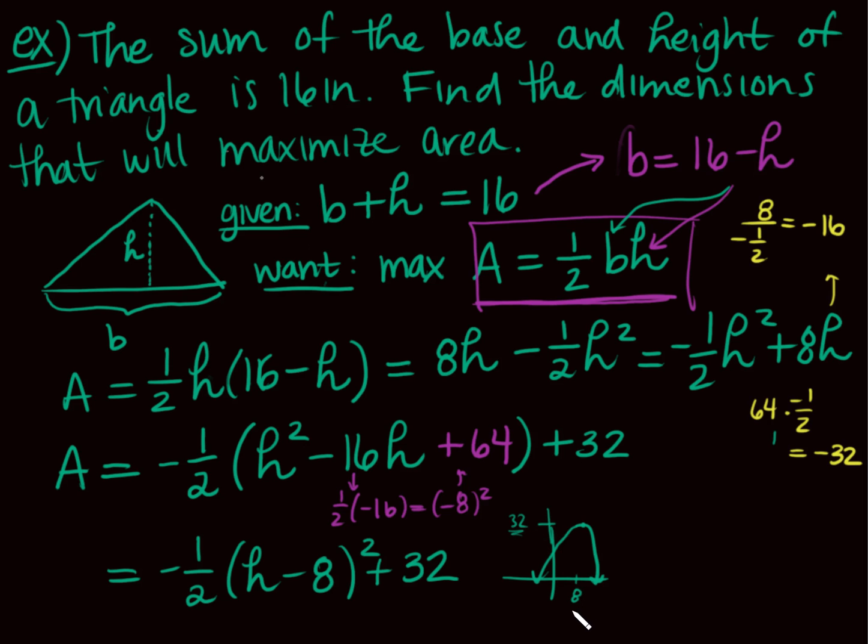When does that maximum area occur? It occurs when x, or h, is equal to 8. So h is equal to 8, and then I come up here and put that 8 in, and if I subtract, I get 8 for b. When my height is 8 feet and my base is 8 feet, then I know that I have maximized the area of that triangle with the restriction that the sum of the height and the base adds up to 16.